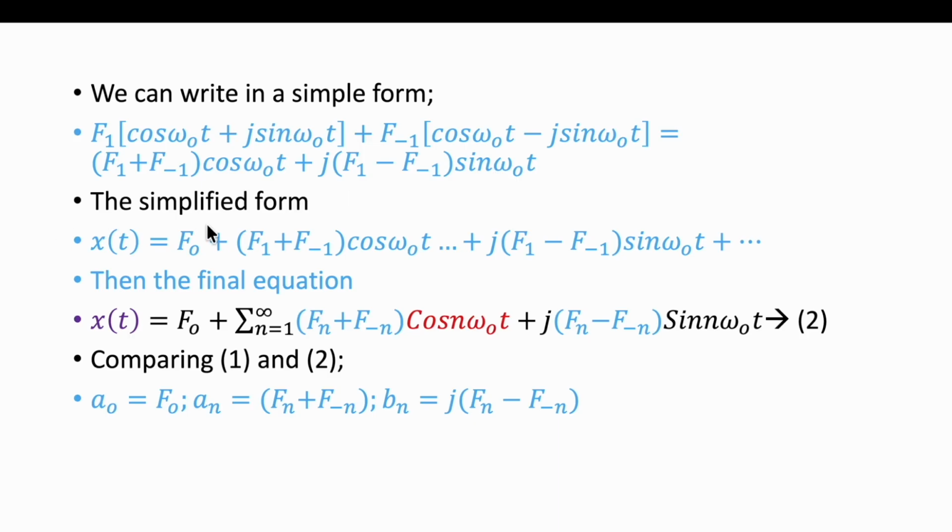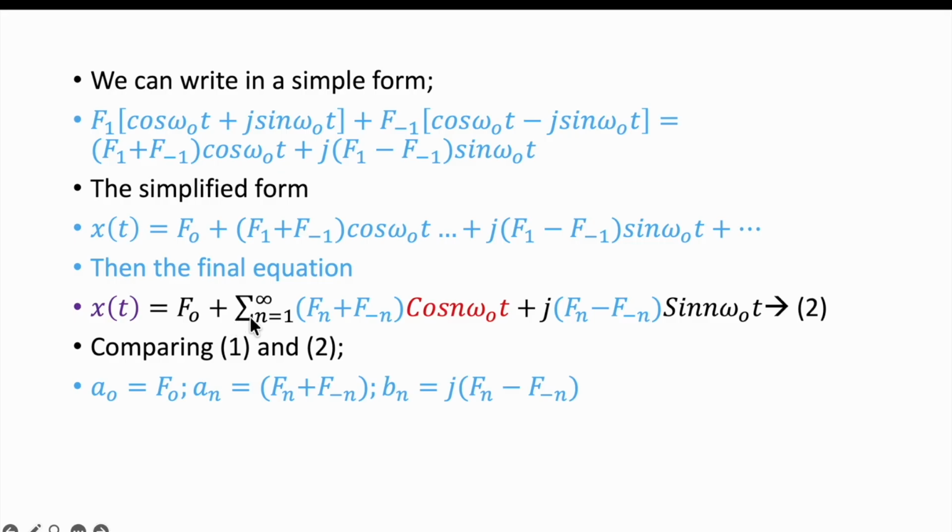Then the simplified form can be written using these equations: x of t is equal to F of 0 plus F of 1 plus F of minus 1 times cos omega naught t plus so on, and then plus j times F of 1 minus F of minus 1 times sin omega naught t plus so on. Then the final equation is written as x of t is equal to F of 0. This is the final equation of the exponential Fourier series, so you can give it number 2.